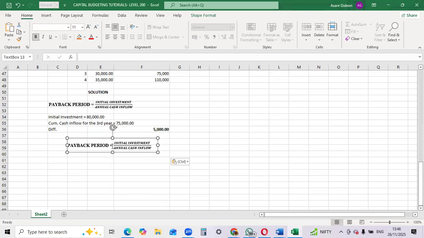So of course, we are going to recoup the investment in the third year, but it's not just the third year, it is the third year and some months. And so we are trying to get the actual months. Are you getting it? So it's going to be the third year plus what we are going to do right now. Okay.